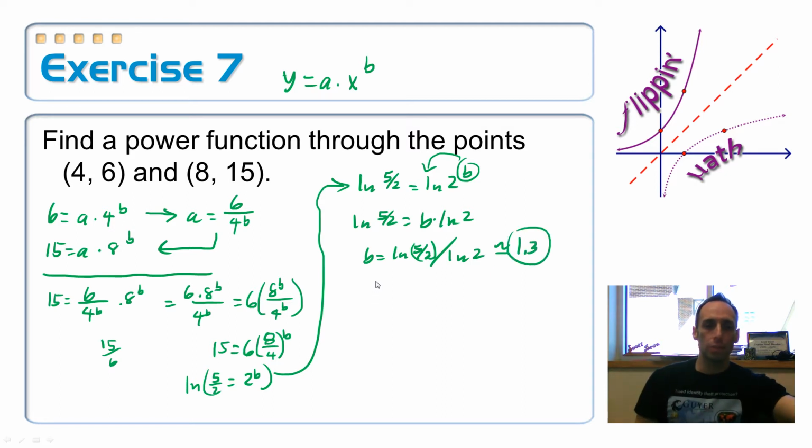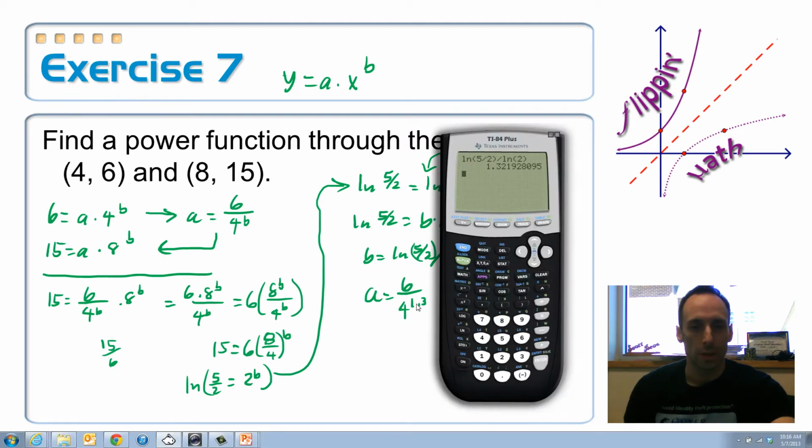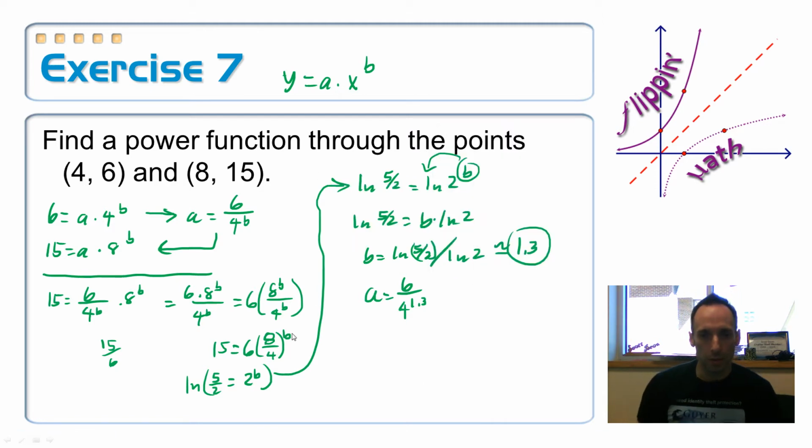Now, plug it back into the original equation so we can find our a value. So a is equal to 6 divided by 4 raised to the 1.3 power. But we're going to use the number that's in the calculator to get that. So pull that back up again. 6 divided by 4 exponent, and then just second answer to pull that back in, and I get 0.96.